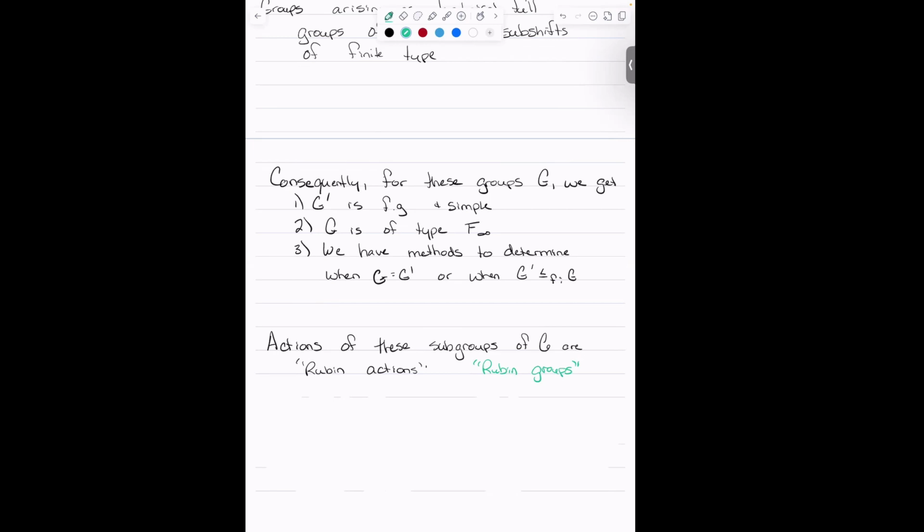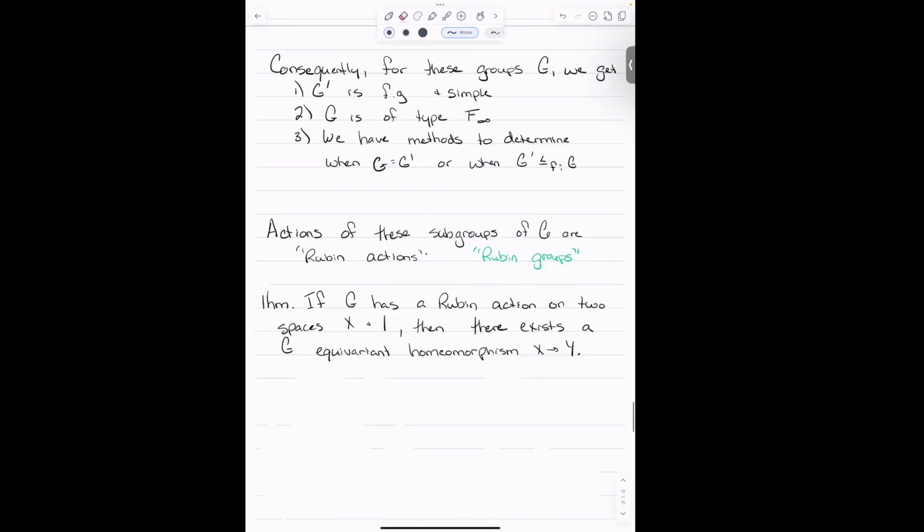space. And the importance of this is Rubin's theorem tells you that whenever you have a Rubin group, you can fairly straightforwardly tell when two groups with Rubin actions are isomorphic to each other. The formal statement is that if G has a Rubin action on two spaces X and Y, then there exists a G-equivariant homeomorphism from X to Y. Another way of stating this is to say that if you have two groups acting on the same space via a Rubin action, then they're isomorphic if and only if they're conjugate in the homeomorphism group of that space.